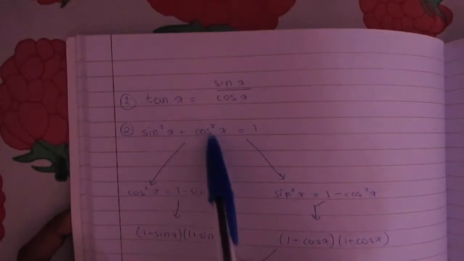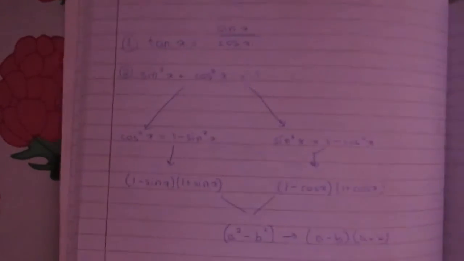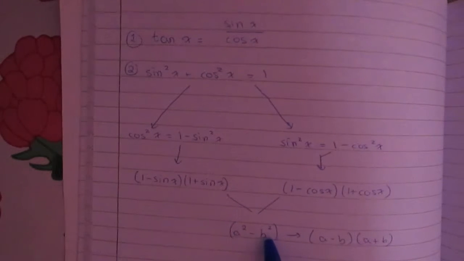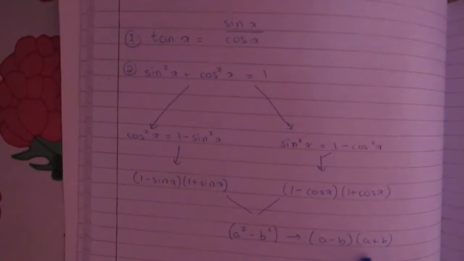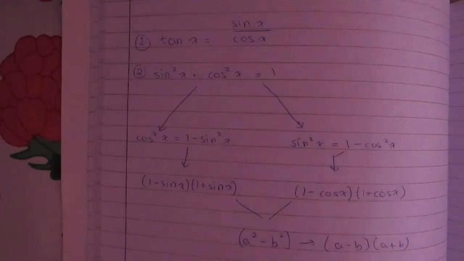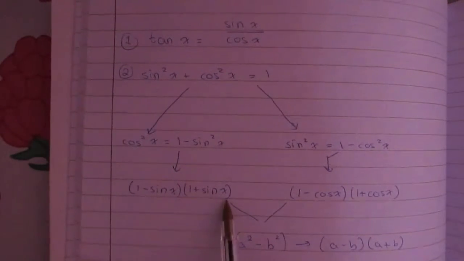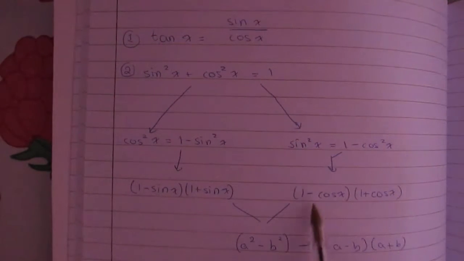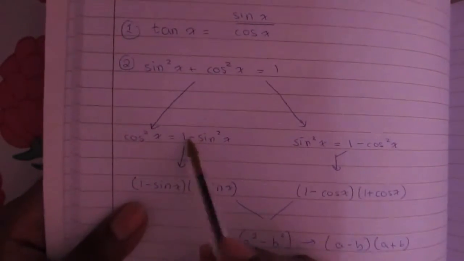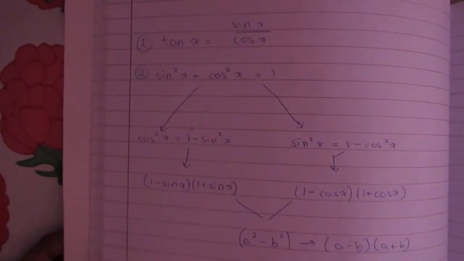Now you can further simplify this by using the formula that we were given in IGCSE, which was a squared minus b squared is the same as a minus b times a plus b. So 1 minus sine squared x is the same as 1 minus sine x times 1 plus sine x, and the same with 1 minus cosine squared x. You can assume that the 1 is squared, because 1 squared is still 1, so it makes no difference at all.